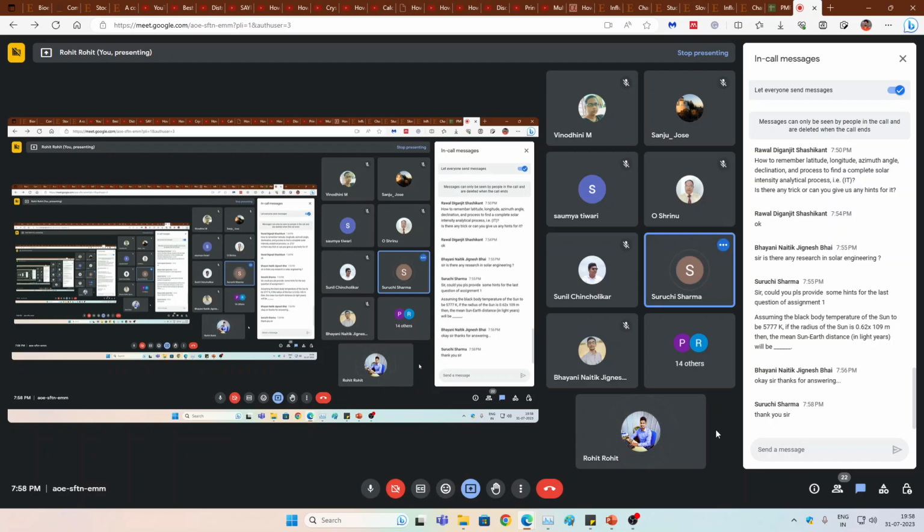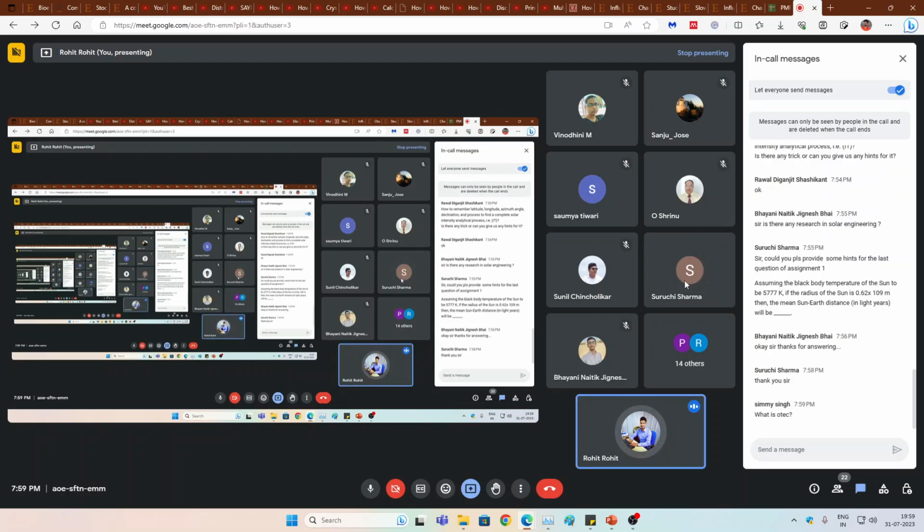Okay, I will give you a hint. Try to search for solar constant, the solar constant for Earth. Its value is 1367 watt per meter square. You know the temperature of the sun, 5777 K. So you can get the energy, sigma T^4, from the Stefan-Boltzmann constant. Then that energy has to be transferred to Earth. Through that you can calculate the mean Earth-sun distance.